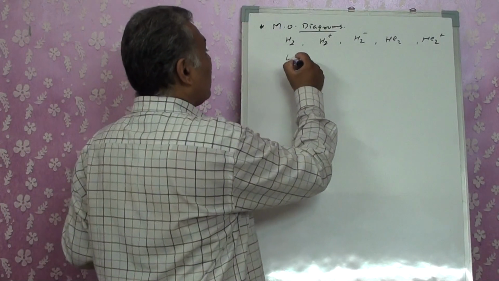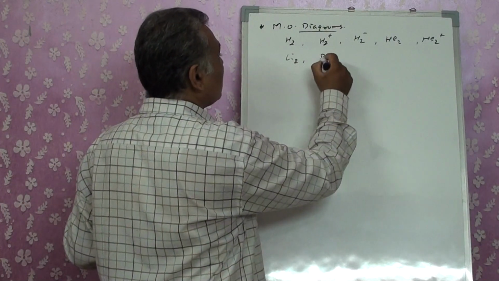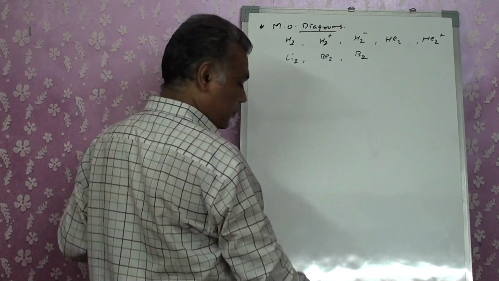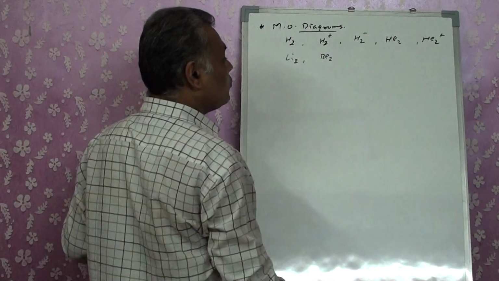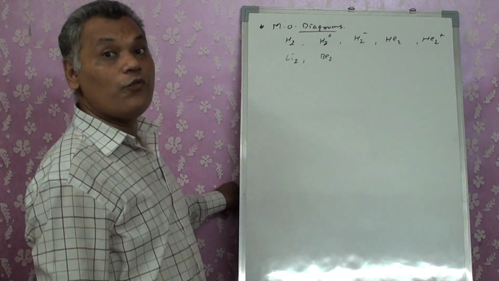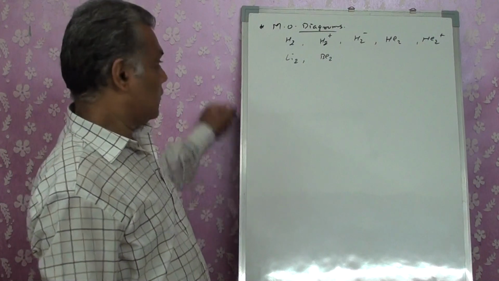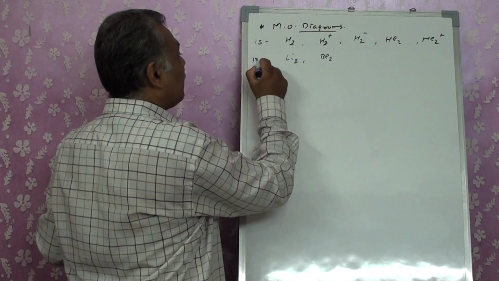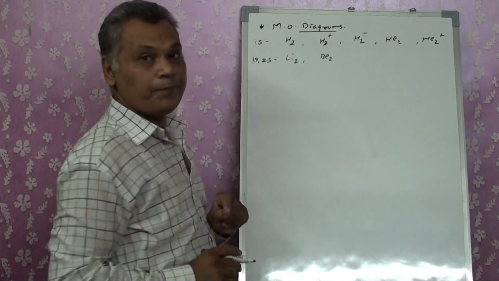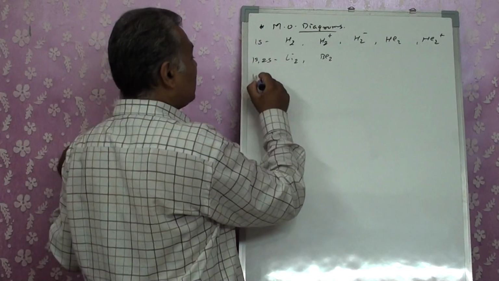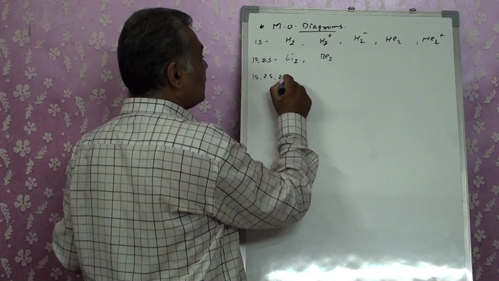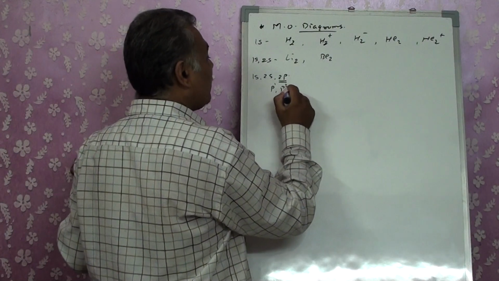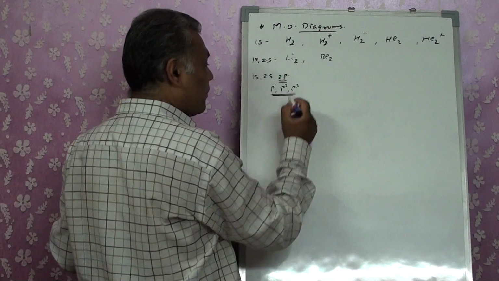For Li2, Be2, and B2, we will have both 1s as well as 2s. The first group is only for the 1s orbital, and this one is for the 1s and 2s orbitals. Then we will have 1s, 2s, and 2p orbitals, where we will have p1, p2, p3, up to that.